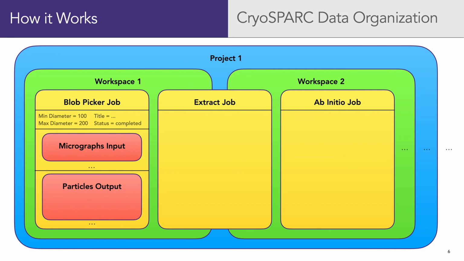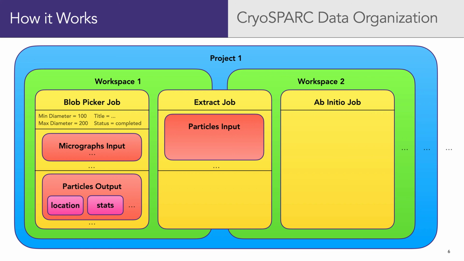Depending on the job type, outputs have context-specific results that they produce. Here, the blob picker's output contains the particle locations and maybe some computed statistics, but it doesn't contain other relevant results that we might need in some connected jobs, such as extracted particle images on disk. To get those results, we have to connect the particles to the input of a job that produces them, such as an extraction job. Each input has slots that expect specific types of results.